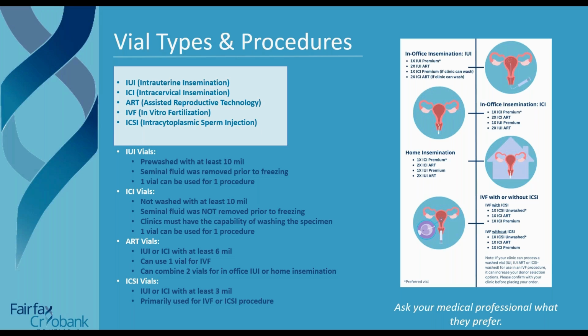We have the IUI vials. Those are vials that are prepared for an IUI, intrauterine insemination procedure. Those are pre-washed vials. They have at least 10 million total motile cells, which is how we provide our quality standard for these vials. The seminal fluid was removed prior to freezing, so it's just the sperm cells. We generally recommend that one vial can be used for one procedure, but again, medical professionals are going to have their own specific requirements for the procedure they're going to want to do with you.